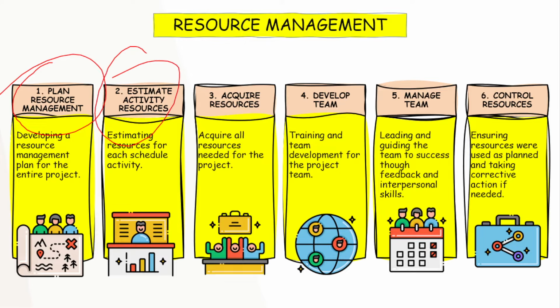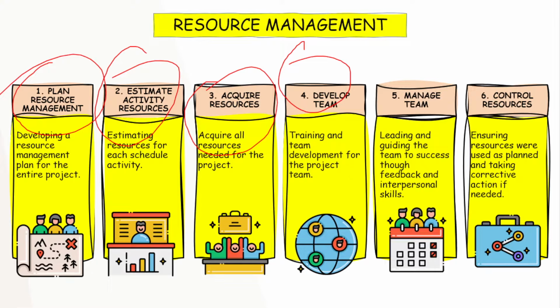Estimate activity resources is where you're estimating how many resources you need, what type of resource, physical resources and human resources alike, skill levels, quality of the resources, all that stuff. And then we acquire the resources. We acquire all the resources needed for the project, and then we develop specifically the humans, the team, training, team development, and all that for the project team.